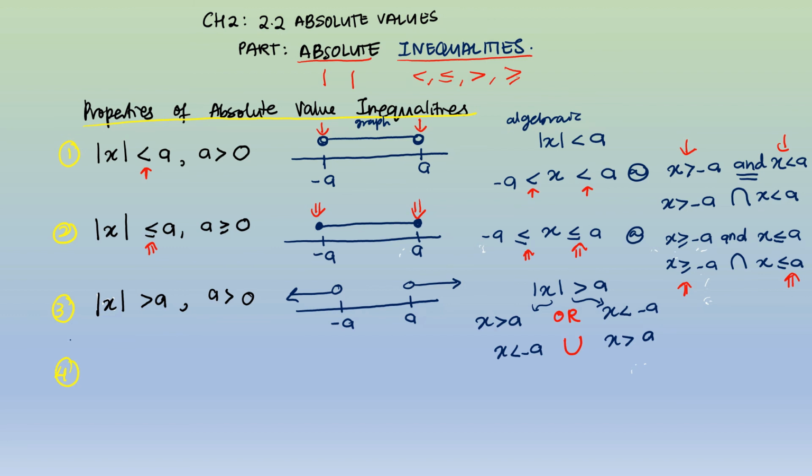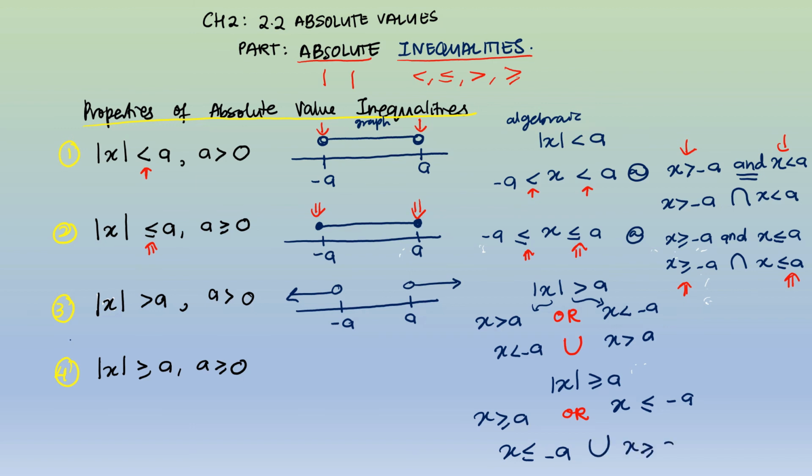What do we have? Our last one of the properties is modulus x greater or equal to a for a greater equal to 0. Okay, so for this one, let's start with our algebra method first. Alright, for algebra, you have this one. Okay, let's put it in positive on one side. Negative on the other side, negative a, so you need to reverse the sign, so it will be x less than or equal to negative a. Here will be or. Okay, so we can put the smallest on the left, x less or equal to negative a, union x greater or equal to a.